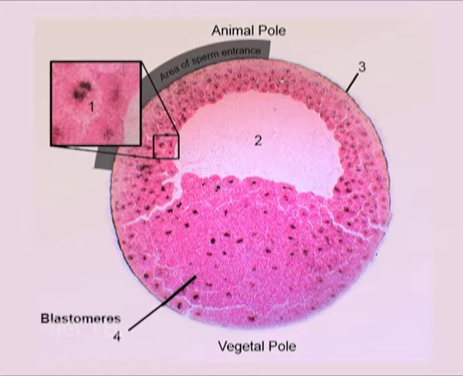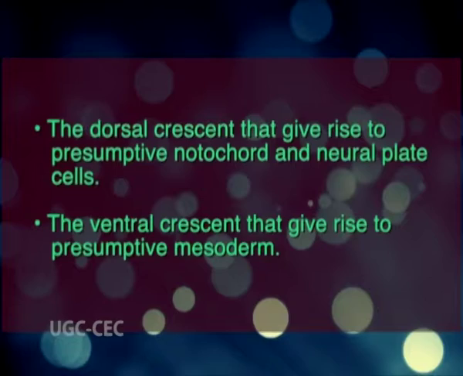Some cells from this layer form the prospective endoderm and form a ring around the blastula. This ring consists of two general areas: the dorsal crescent that gives rise to presumptive notochord and neural plate cells, and the ventral crescent that gives rise to presumptive mesoderm.